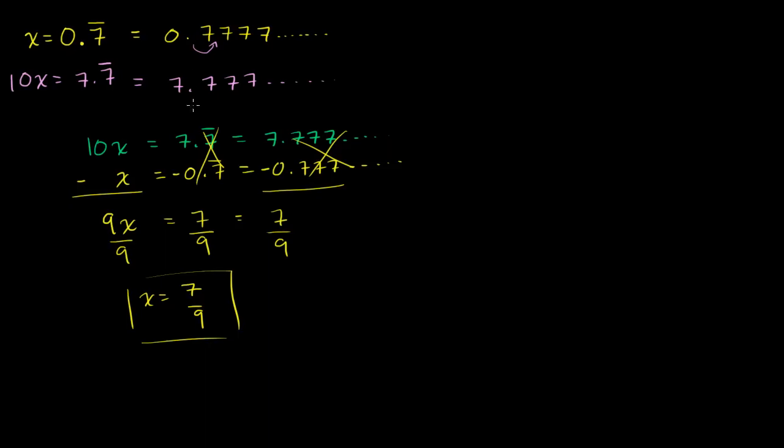Let's do another one. I'll leave this one here so you can refer to it. So let's say I have the number 1.2 repeating. So this is the same thing as 1.2222, on and on and on. Whatever the bar is on top of, that's the part that repeats on and on forever. So just like we did over here, let's set this equal to x. And then let's multiply this by 10. So 10x is equal to 12.2 repeating, which is the same thing as 12.222, on and on and on. And then we can subtract x from 10x.